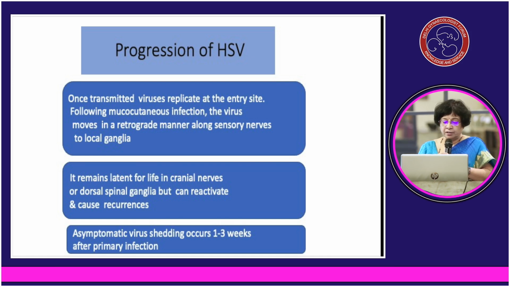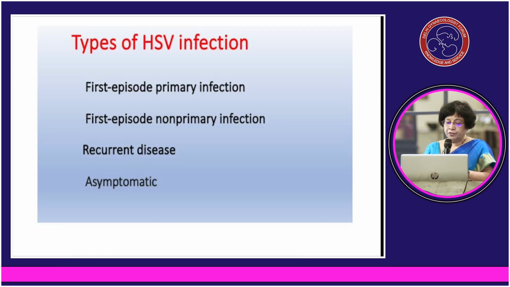Asymptomatic virus shedding occurs every 1 to 3 weeks after primary infection, and this is the most dangerous period when the patient gets infected. So types of HSV infection could be first episode as a primary infection, first episode as a non-primary infection, recurrent disease, or asymptomatic disease.